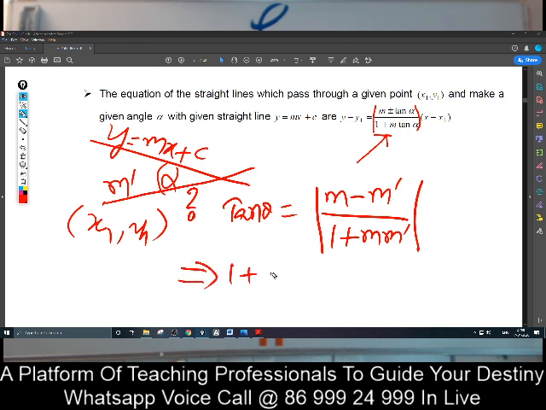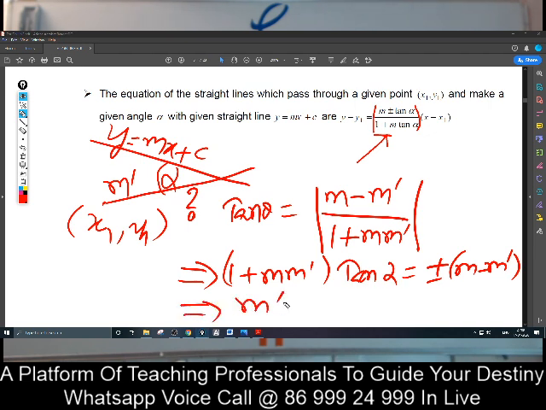So cross multiply: 1 plus m m dash into tan alpha is equal to plus or minus m minus m dash. Now if you simplify there, you will get m dash from this one, which is nothing but this. Understand the concept, please. Understand the concept.